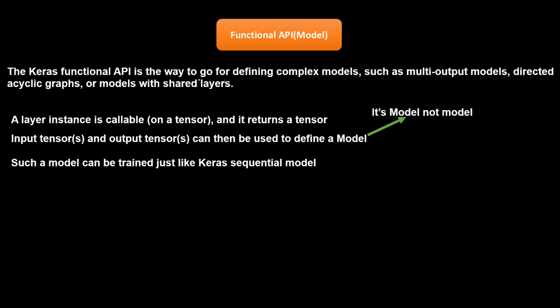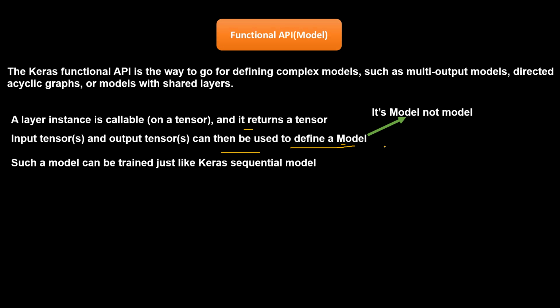So in this functional API, each layer will have input in the form of a tensor, and it will return output as a tensor. And these layers, which take input as a tensor and return output as a tensor, can be used to define this neural network model, and this Model is written with capital M.